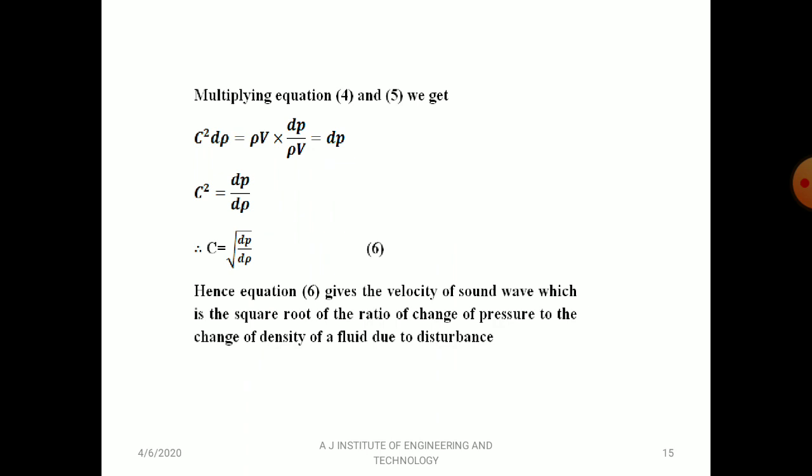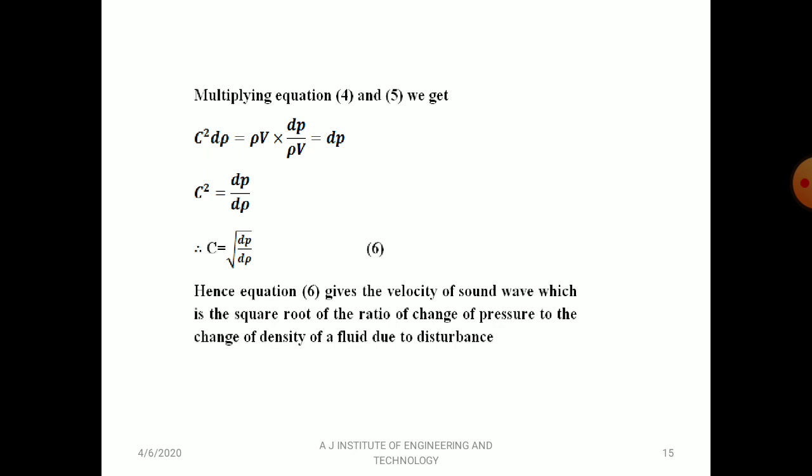Now C square equal to dP by d rho upon rearrangement. Actually C is the velocity of sound, and you want an expression for the velocity of sound. Therefore, by taking the square root, C equals square root of dP by d rho. Take it as equation 6. Now this is the expression for velocity of sound.